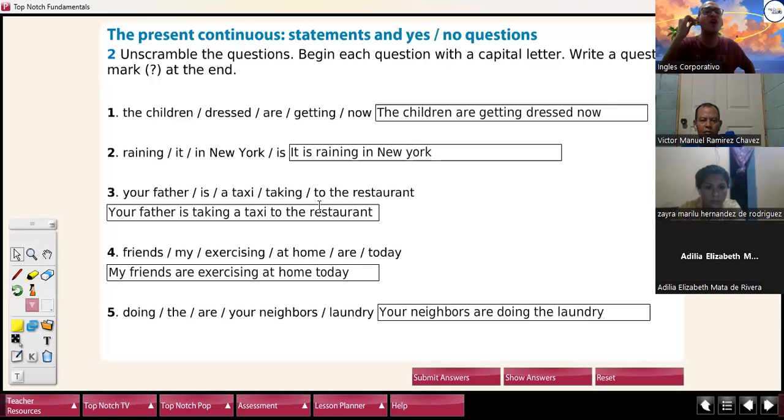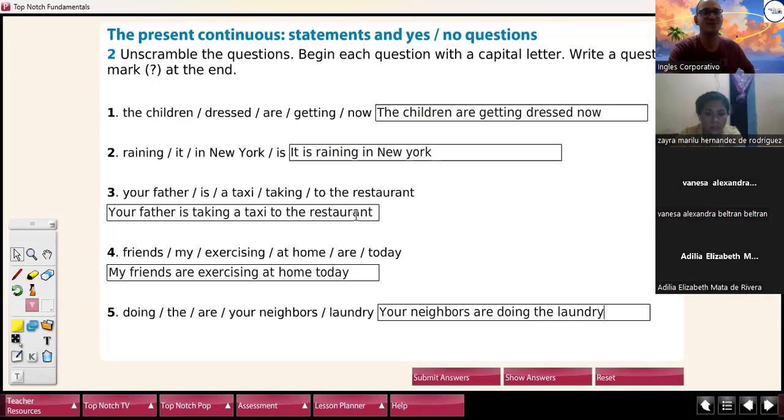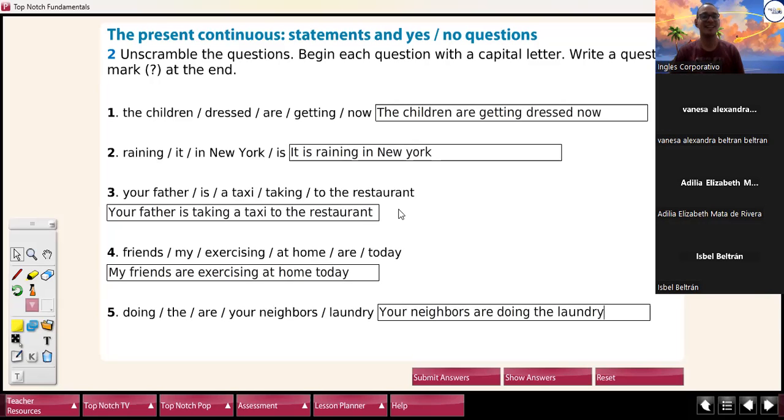It is raining in New York. Your father is taking a taxi to the restaurant. My friends are exercising at home. Your neighbors are doing the laundry.